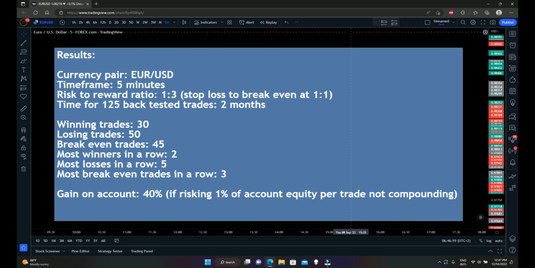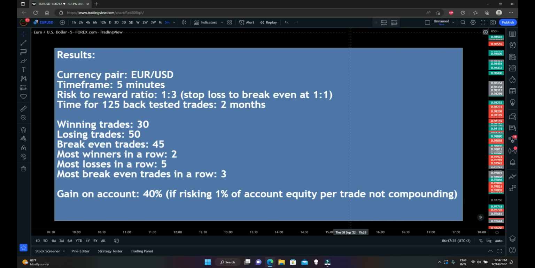All right, results are in, and this did do quite a bit better than the original test, only using a strict 1-to-3 risk to reward ratio. So moving the stop to break even did improve the results drastically. So initially, we had this tested on euro against the US dollar 5-minute time frame using a strict 1-to-3 risk to reward ratio. The difference with this test being the stop loss now moving to break even at 1-to-1 risk to reward ratio. And the time for the 125 backtested trades was 2 months, which is pretty much in line with the original test where it took 1.5 months for 100 backtested trades.